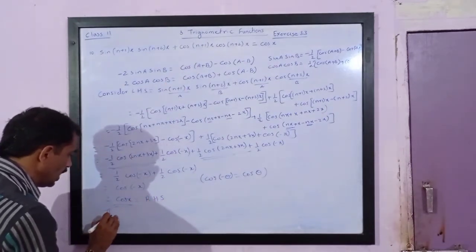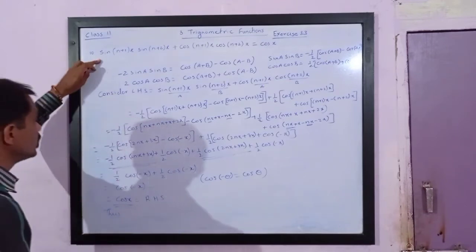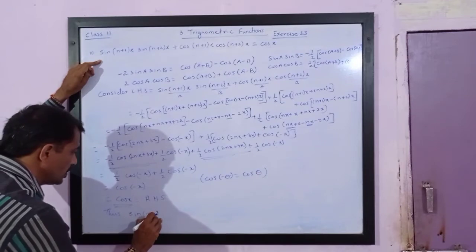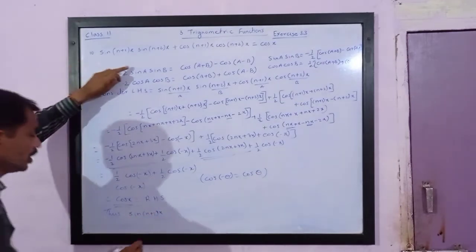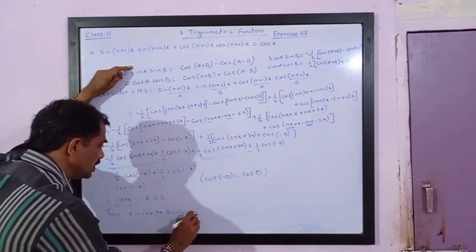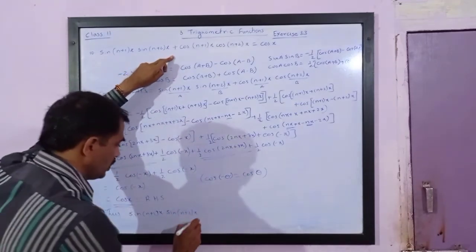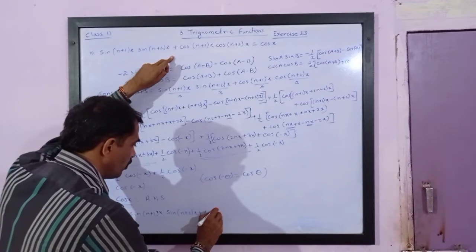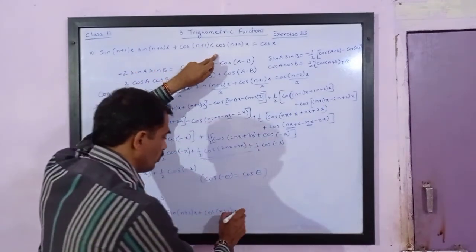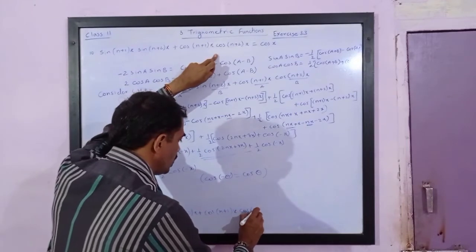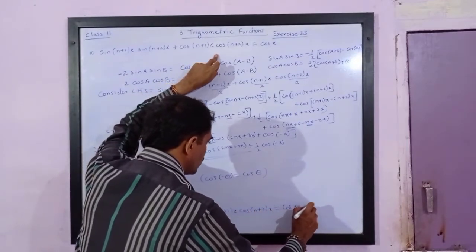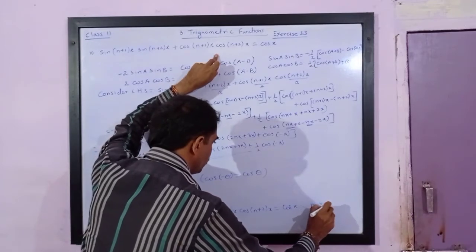Thus we can say that the question which was asked, sin((n+1)x) into sin((n+2)x) plus cos((n+1)x) into cos((n+2)x) is equal to cos x, is true.